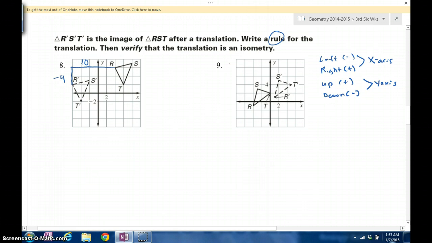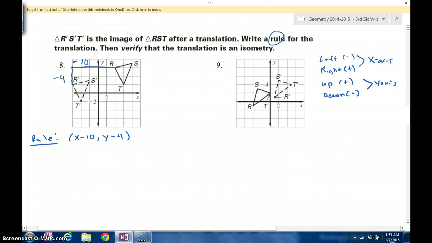Okay, so going back to this, our rule is basically going to be, since we went, and that should be negative 10. So since we went to the left, it's going to be x minus 10, comma, y minus 4, because we went down from the original position. So we went left and then down. So that's why the rule is going to have both negatives. So this is your rule right there.